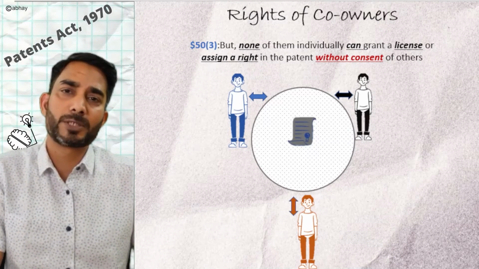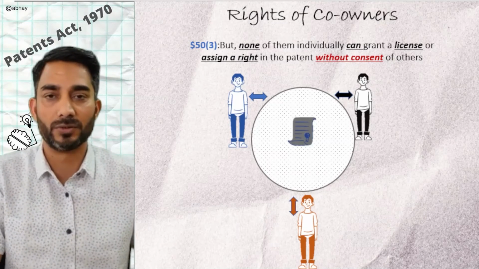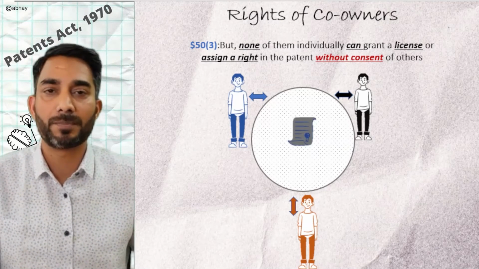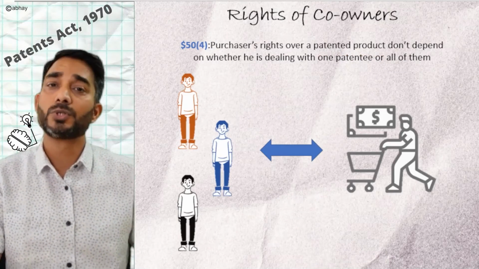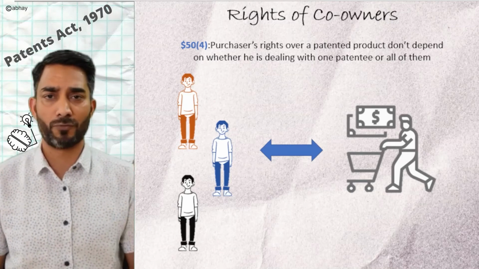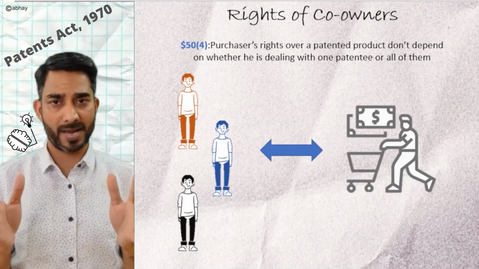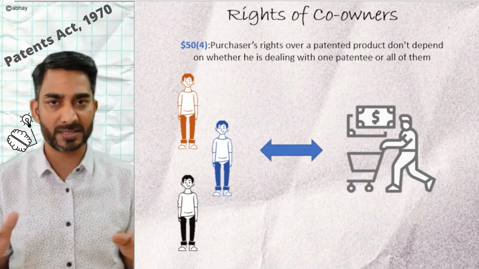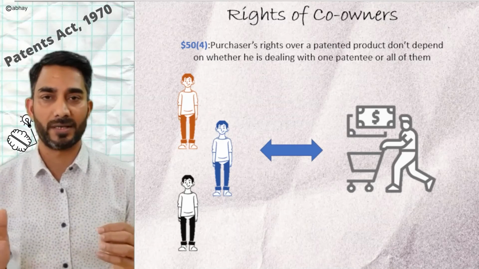We discussed from the perspective of the patentee. We know there are patented products which would be purchased by others also. Let's look at it from the perspective of a purchaser who is buying the product from the patentees. For him, it doesn't matter if he's buying the product from one of the patentees or all of them. The entitlement after buying the product remains the same as if the patent was granted to one of the patentees only.